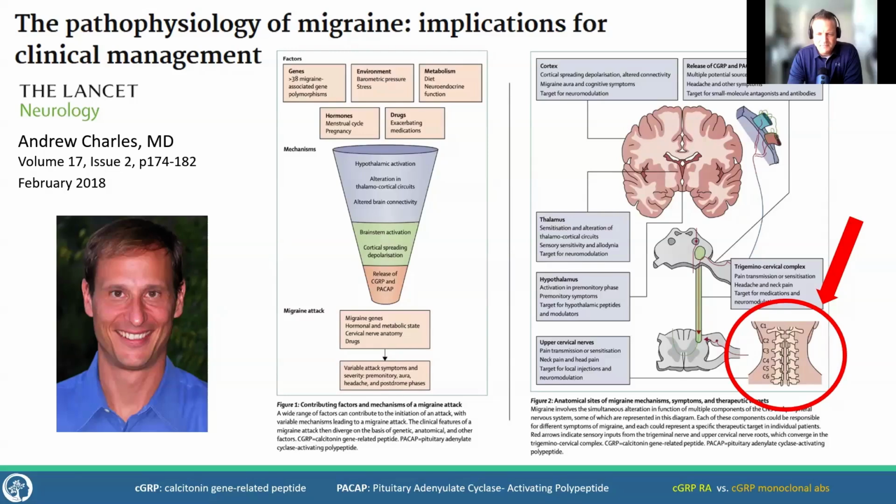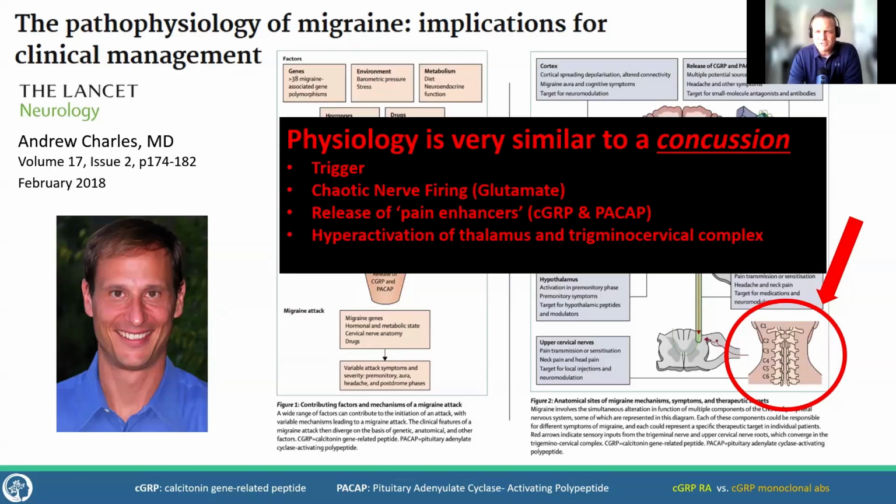So I'm kind of leading you up to how I'm going to finish my presentation. And as I read through this article, it's fascinating how the physiology of a migraine is actually very similar to the physiology of a concussion, in that you have a trigger, and in a concussion, you get hit. The second thing is you get this really chaotic nerve firing. So in a headache, you might get visual changes, all those auras we talked about. In a concussion, you have a seizure or you have a loss of consciousness.